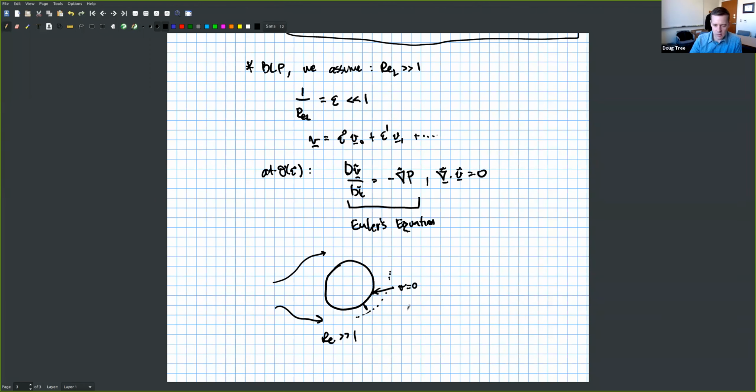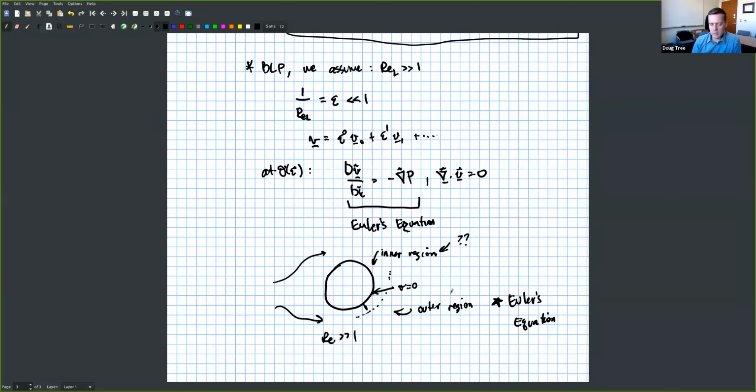If we know that there's going to be this inner region here, and then an outer region out here, maybe I'll back up and ask a different question. Where is Euler's equation going to apply? Is it going to apply in the inner region or the outer region? The outer region. That's right. So this is where Euler's equation is. So we're going to need to solve a different problem for the inner region.